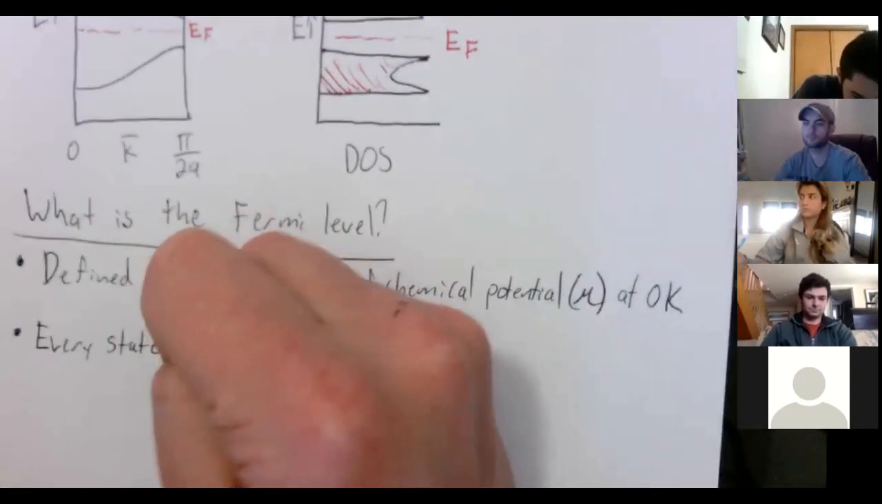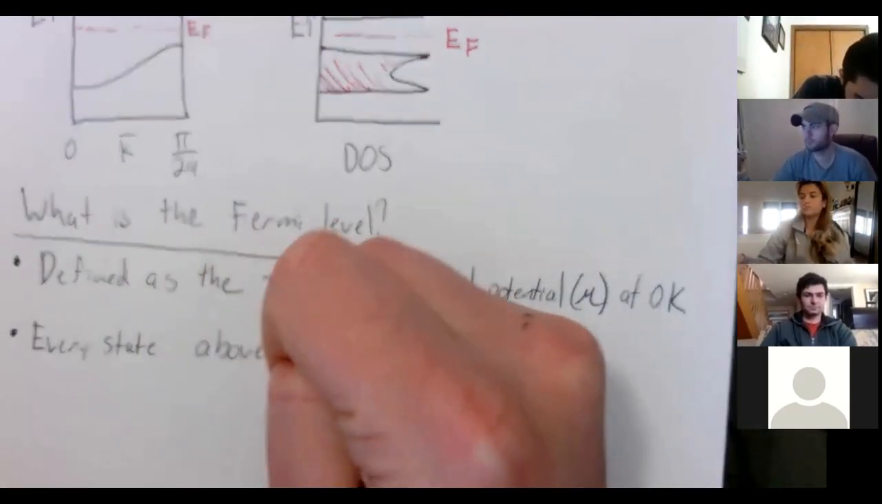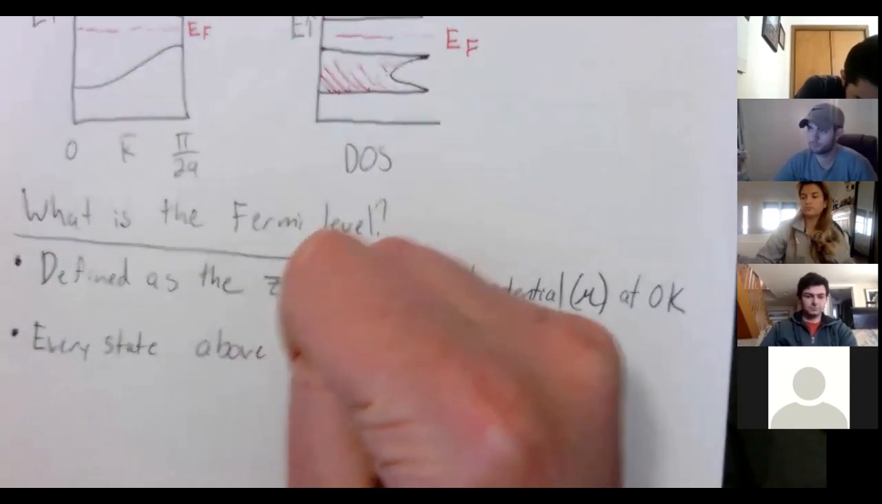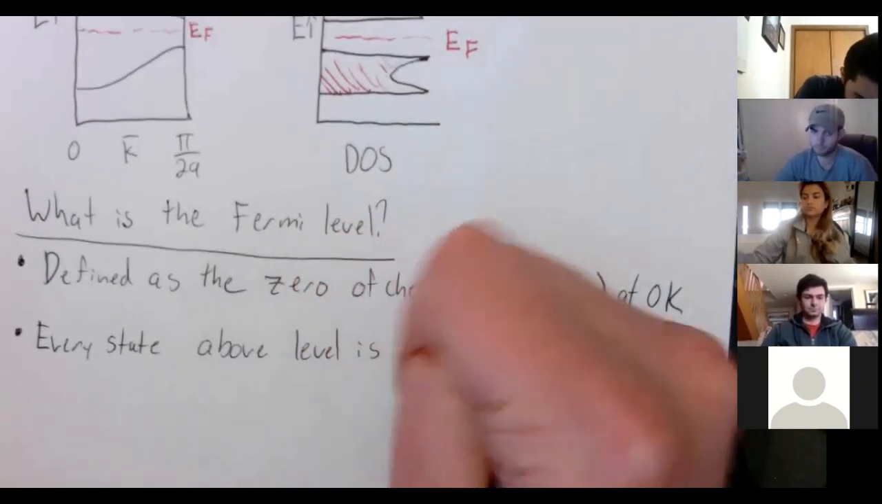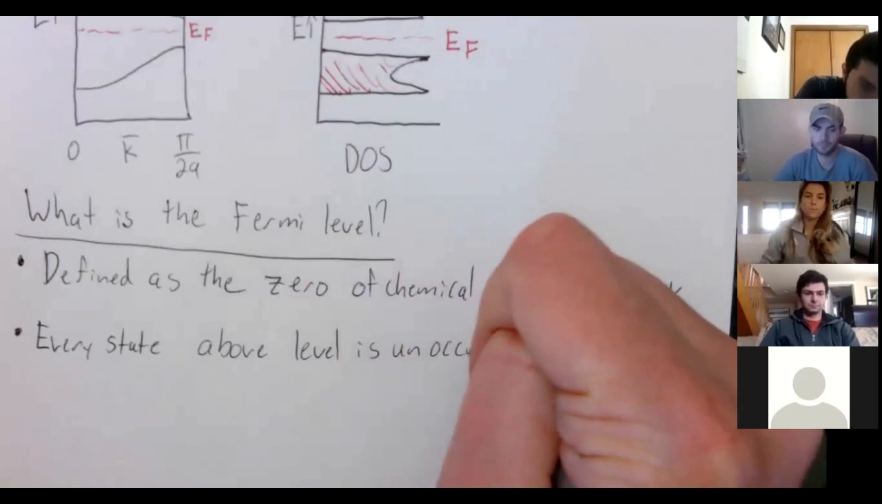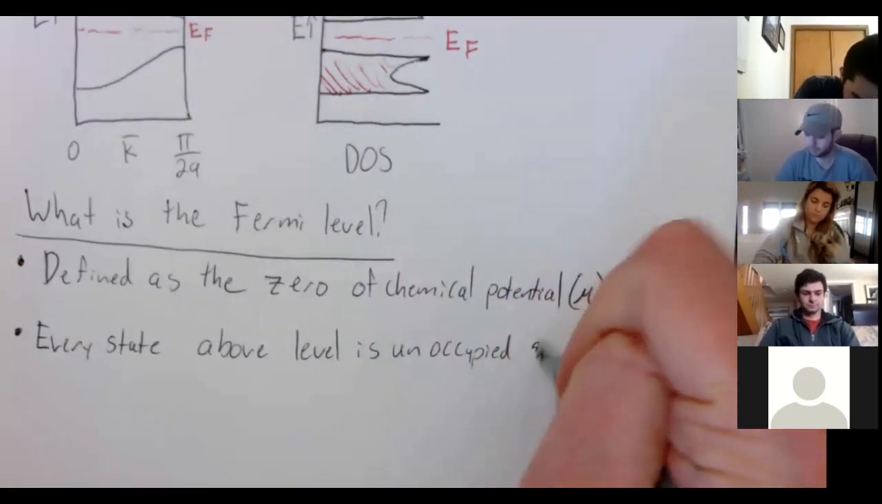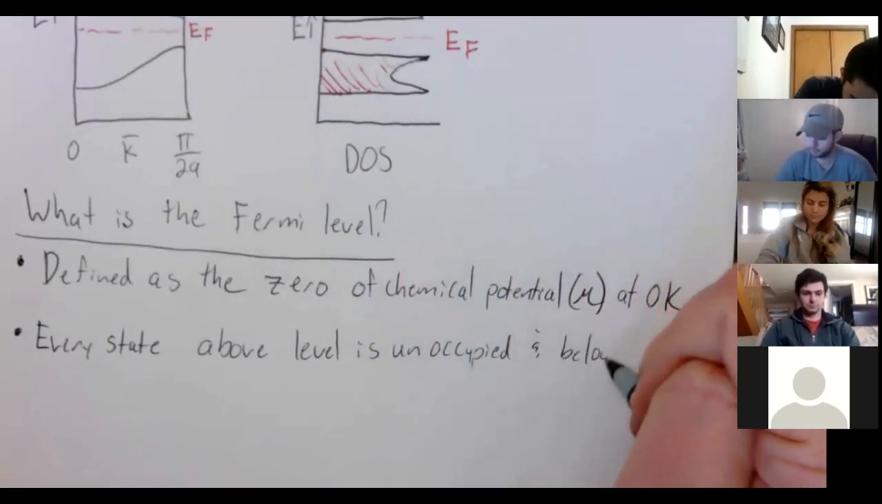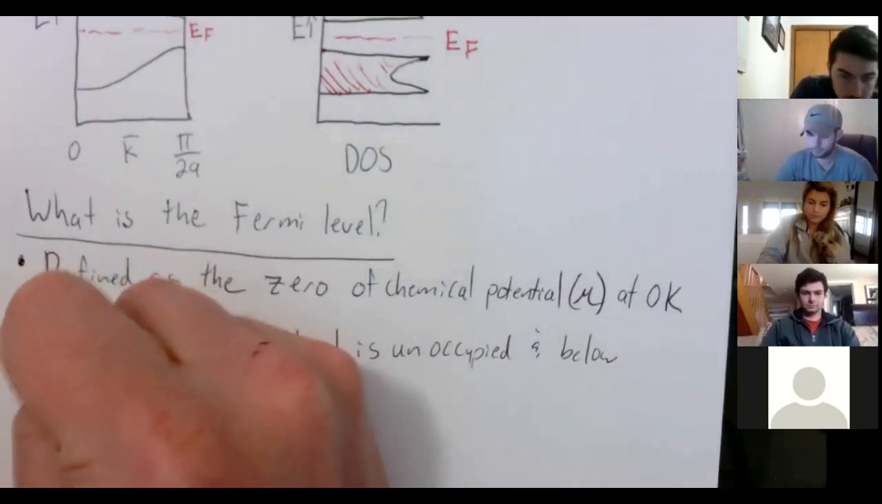So every state above the Fermi level is unoccupied, and below is occupied.